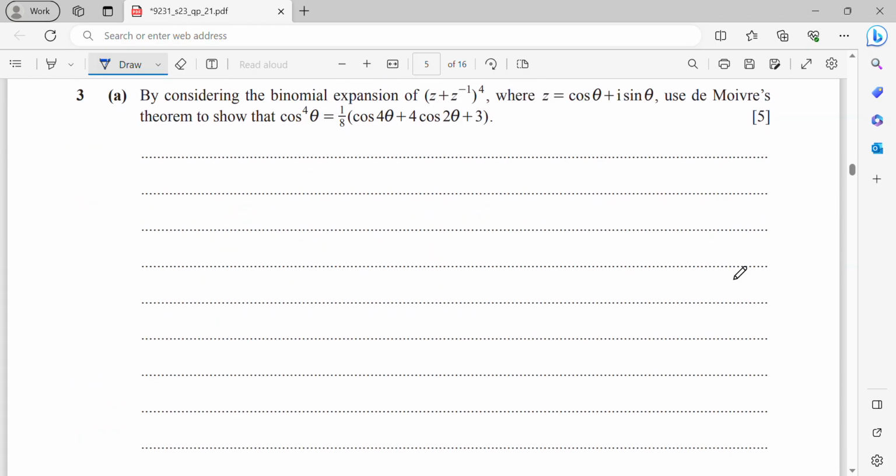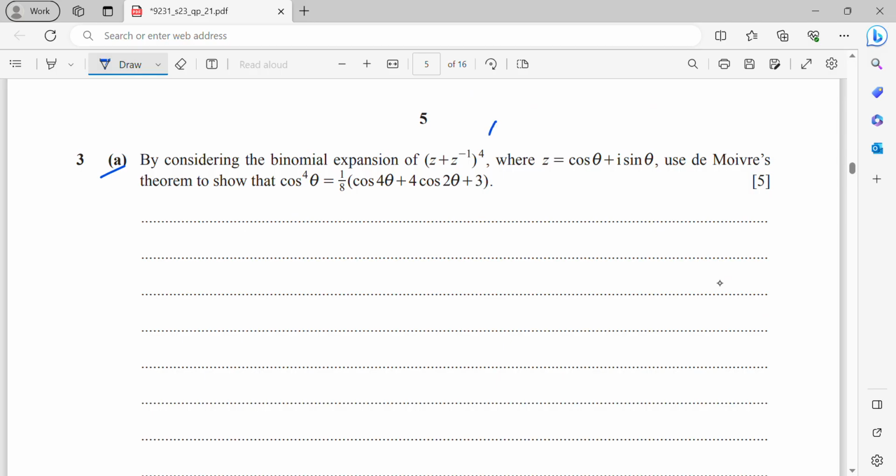Now for question number 3, A, by considering the binomial expansion of degree 4 for z plus z power negative 1, where z is cos theta plus i sin theta, use De Moivre's theorem to show that cos theta to the power 4 equals to this form. Okay, so first of all, I have to consider what is the sum for these two terms. So z plus z power negative 1 is basically z plus 1 over z. So your z is cos theta plus i sin theta.